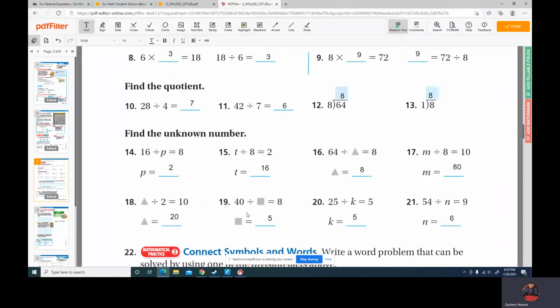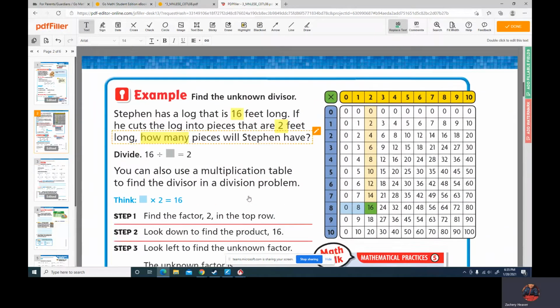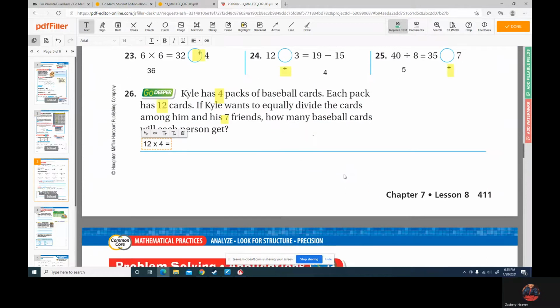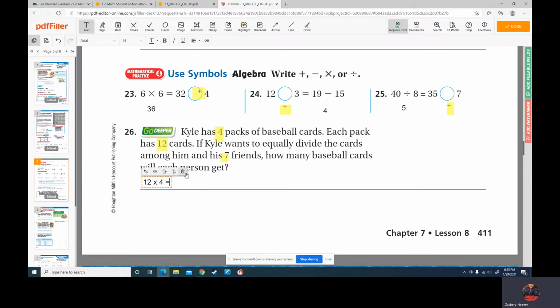Oh, that's hard to do. So I'm going to go up to my multiplication chart. We don't have 12s. So we are going to have to do it. If we skip count 12, we have 12, add 12 again, 24, and then double that. 24 and 24 make 48. So he has 48 cards. And he wants to, 4 packs. He wants to give them to his 7 friends.